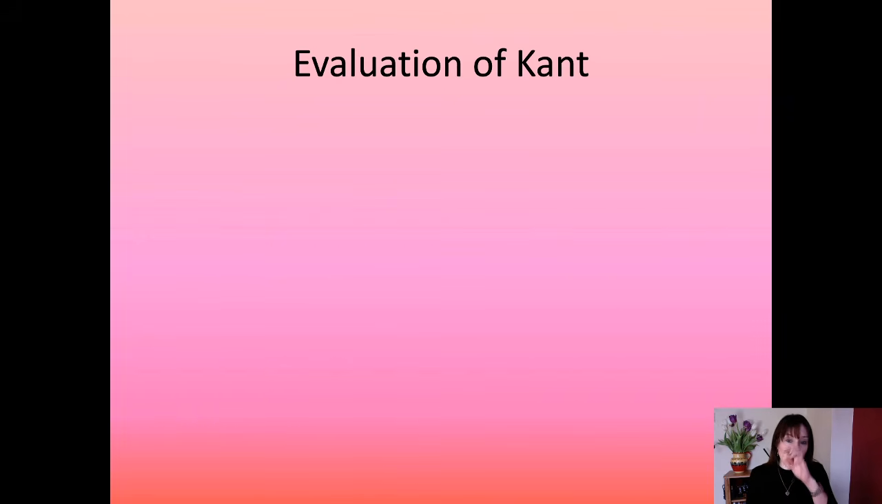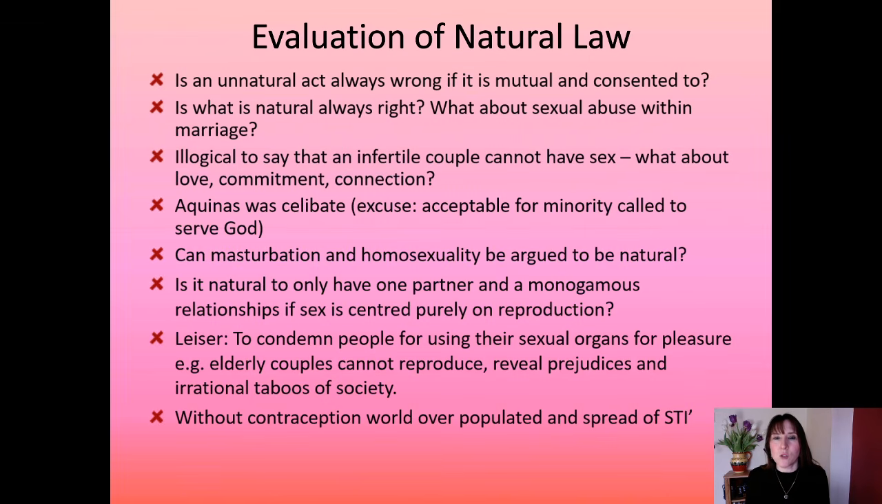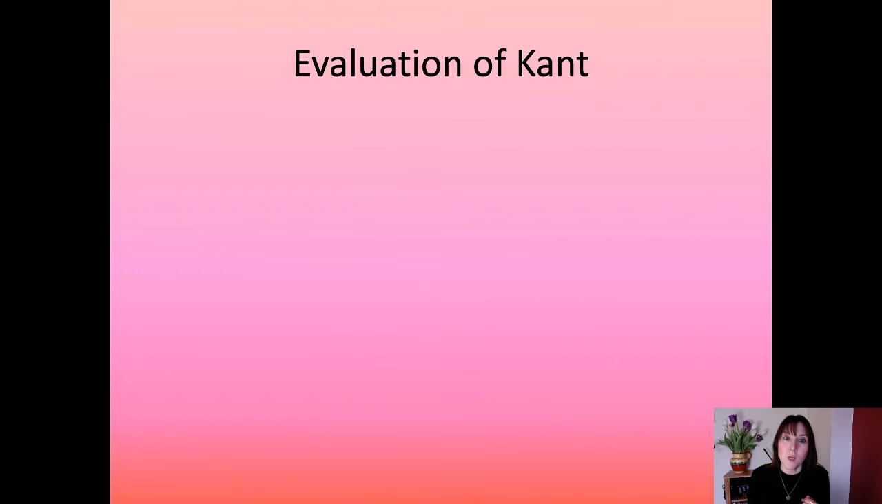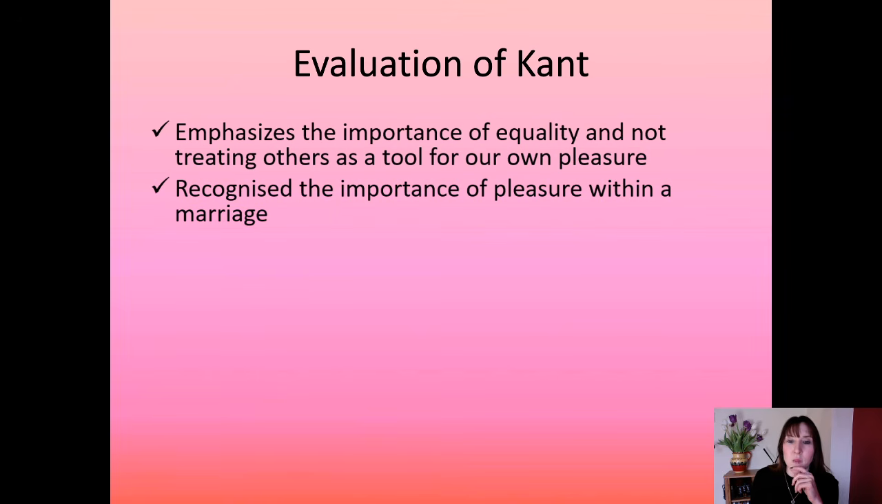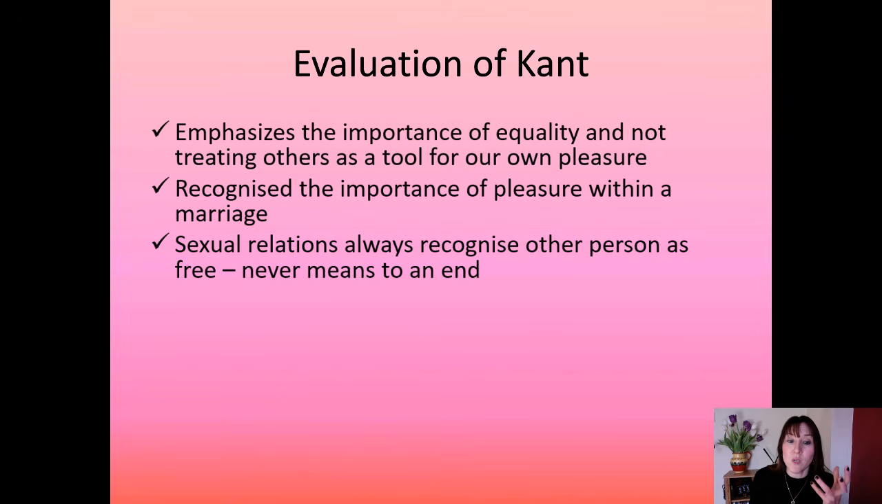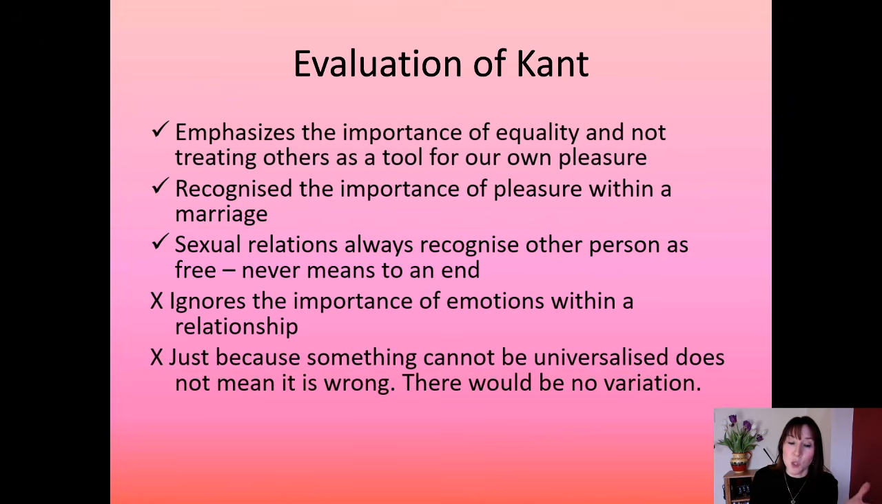So, evaluation of Kant. Strength is important. Even though I haven't done any strengths of natural law, that doesn't mean there are no strengths. I've just gone for the most obvious weaknesses here, but please do explore the strengths of natural law. Kant emphasises the importance of equality and not treating others as a tool for our own pleasure. It recognises the importance of pleasure within a marriage. Sexual relations always recognise the other person as free, never means to an end. However, it ignores the importance of emotions within a relationship. Just because something cannot be universalised does not mean it's wrong.